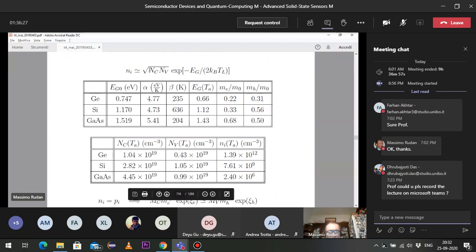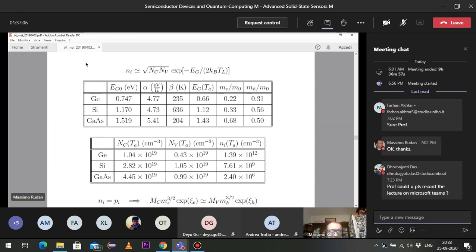So you can see on top, Ni is the square root of Nc Nv times the exponential of minus gap divided by 2 kT, 2 because we have taken the square root, okay? The tables show the values of the parameters for the three important semiconductors. So on the first line you see germanium, the second line silicon, and the third line is gallium arsenide, okay?